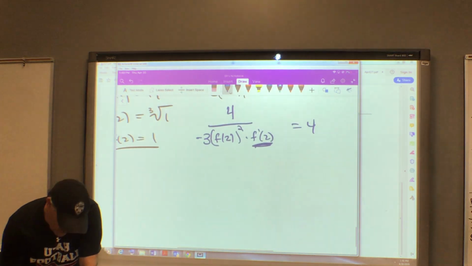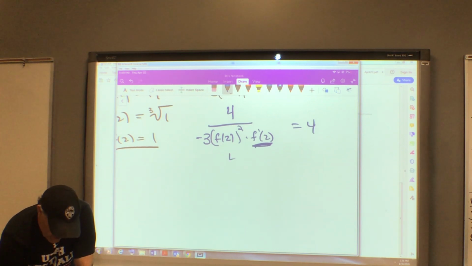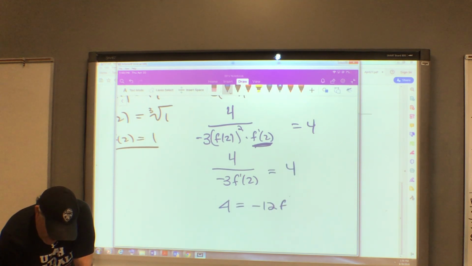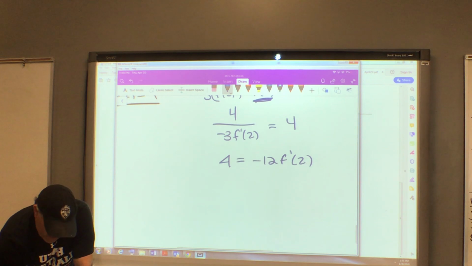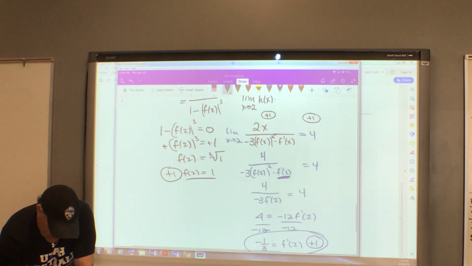So let's see what we can do. I'm going to say f of 2 is 1. So this is really 4 over negative 3 f prime of 2 is 4. 4 is negative 12 f prime of 2. Divide both sides by negative 12. There's your negative 1/3 is f prime of 2. Plus 1. So there are 4 points here.